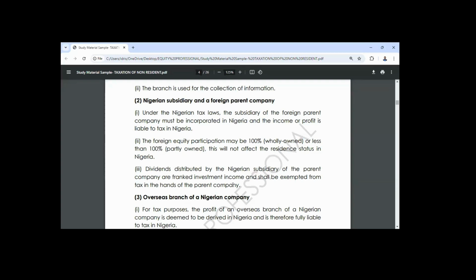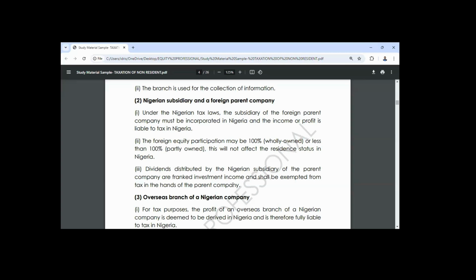Another tax implication under this is when the foreign parent company renders technical or consultancy service or management service to the subsidiary in Nigeria. Such service will be liable to withholding tax, which will be regarded as a final tax.